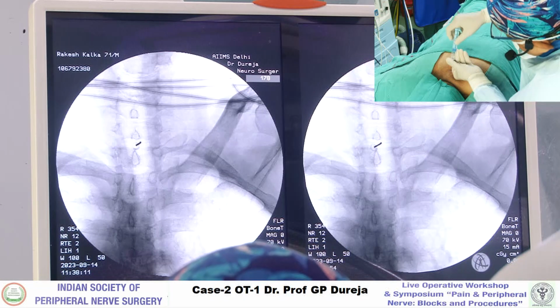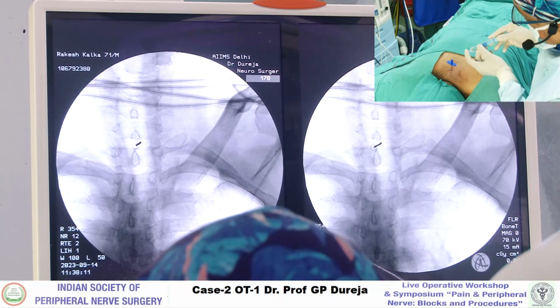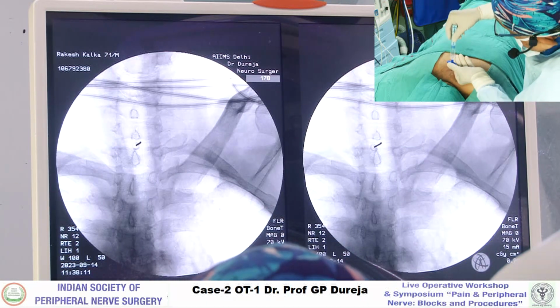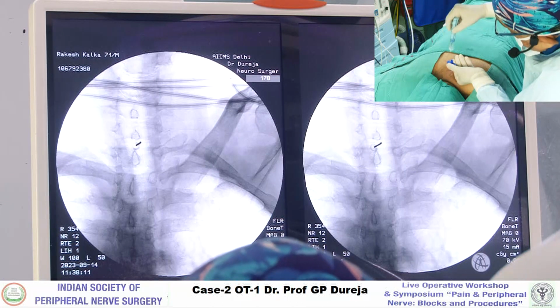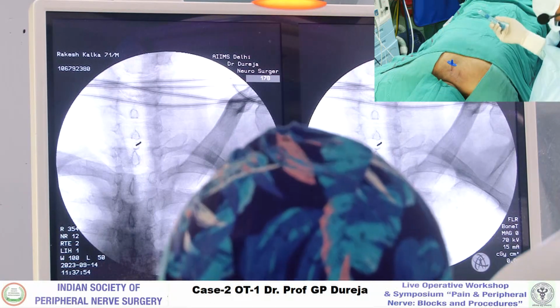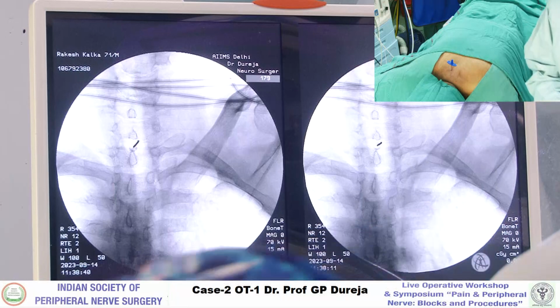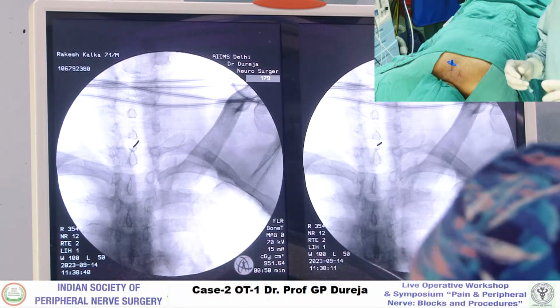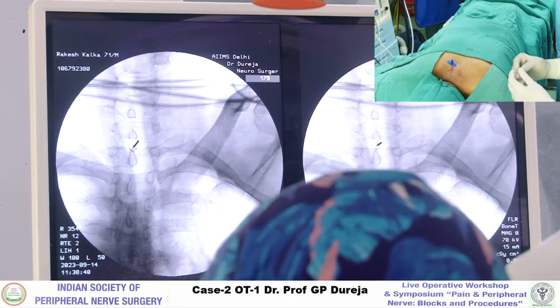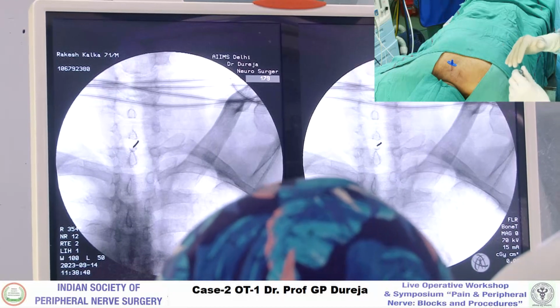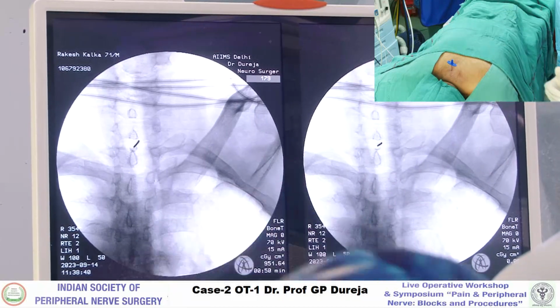Yes, that's the loss of resistance. Okay? As you saw, I am showing you again. There was a bounce back, there is no bounce back. Right, check, sir. Check please. So my needle is purposefully directed towards the right side, and we are now going to show you the position of the needle in the lateral view.